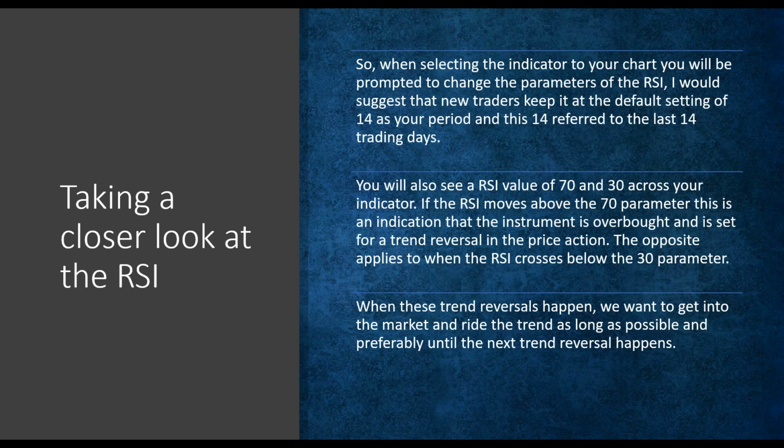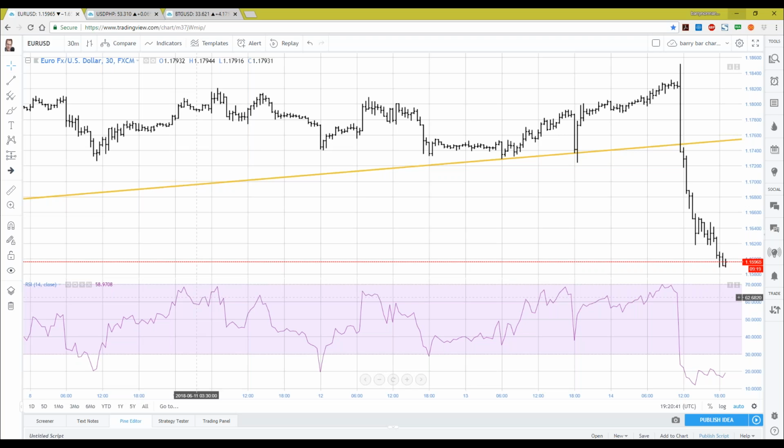So when selecting the indicator and chart, you will be prompted to change the parameters of RSI. I would suggest that new traders keep it at the default setting of 14 and the RSI values at 30 and 70. So let's go back to a chart again. And we can at any time go here to our format, and then go into our inputs and see we can change the length of the input from 14 period, and we can change it to whatever we want. We can also tell it to take the open, the high, the low, the medium, the close.